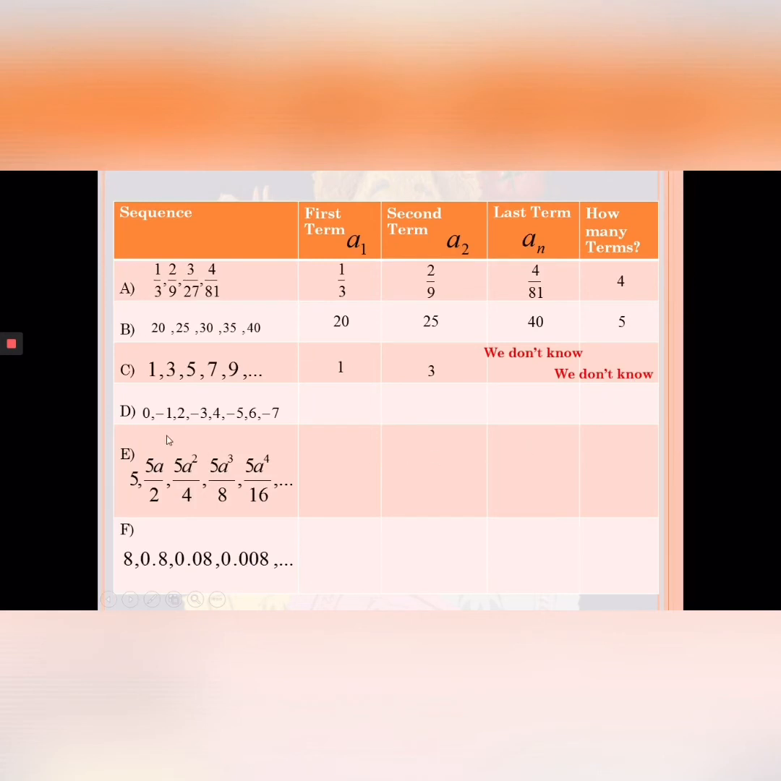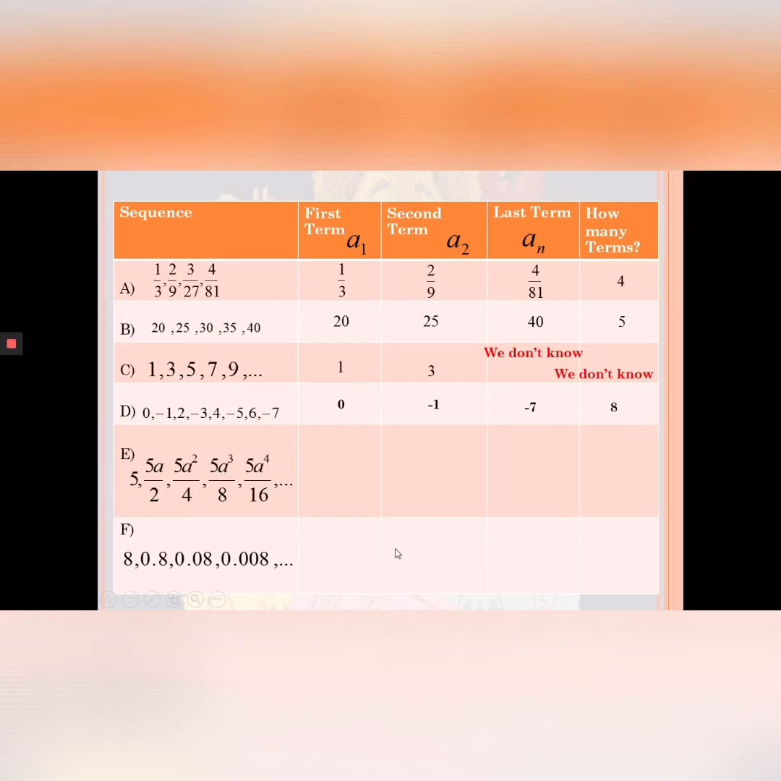So let's proceed to letter D. Our first term is 0. Our second term is -1. The last term will be -7. And how many terms do we have? Let's count: 1, 2, 3, 4, 5, 6, 7, 8 terms. So you have to write 8.